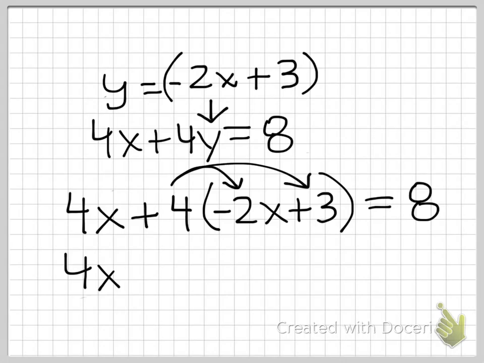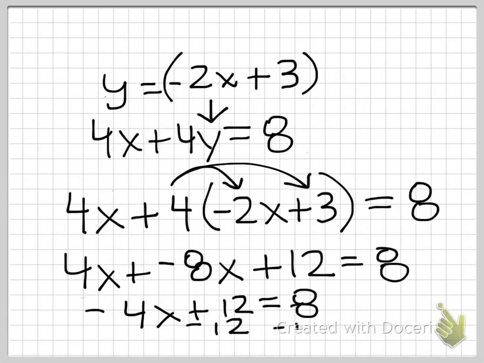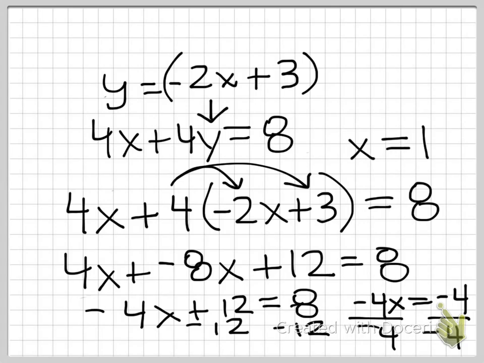We have to distribute the 4. Continue to combine like terms. And then get x by itself. So x would be equal to 1.